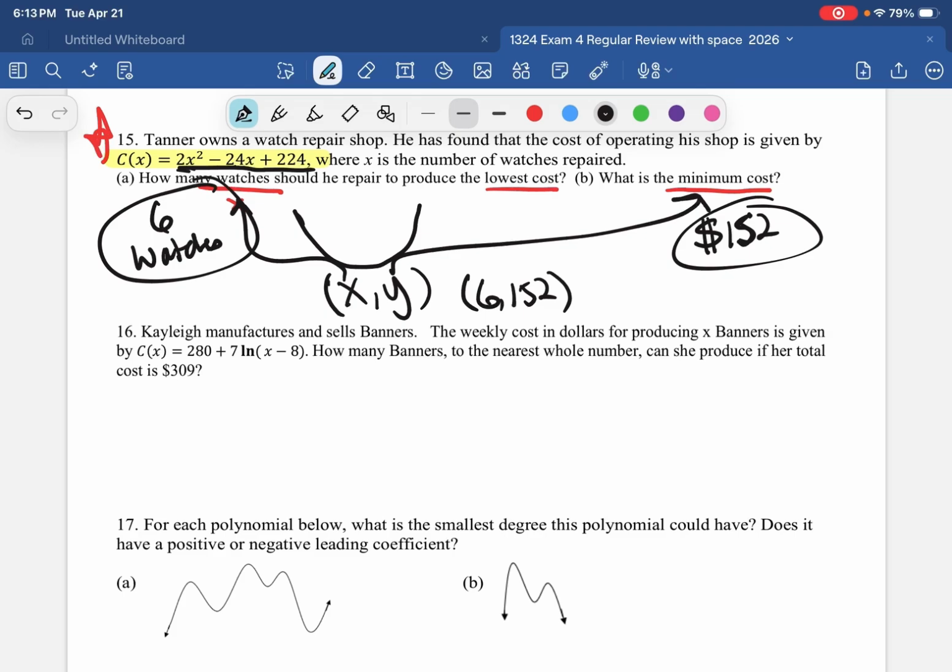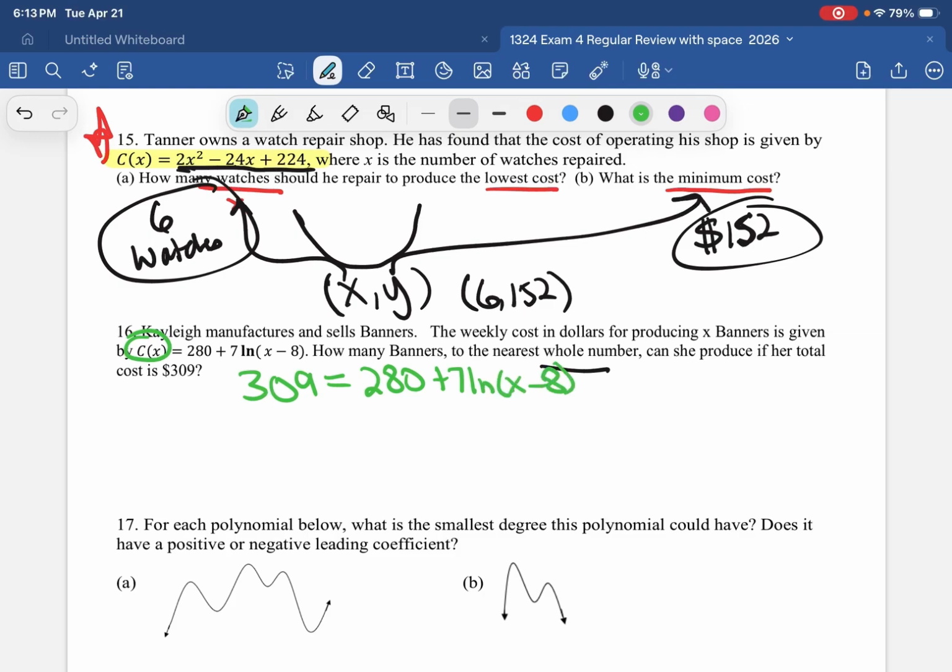Number 16 says, Kaylee manufactures and sells banners. The weekly cost in dollars for producing X banners is given by this function. How many banners, to the nearest whole number, can she produce if the total cost is $309? So we are going to put 309 in for our cost there. So 309 equals 280 plus 7 natural log of X minus 8.